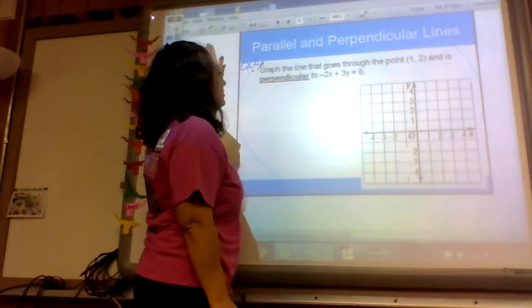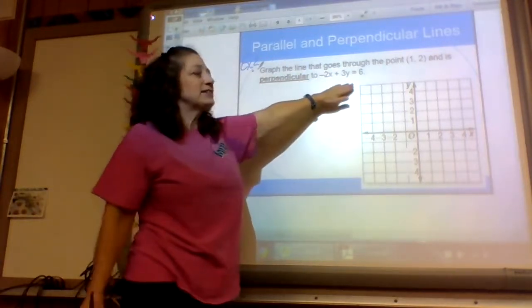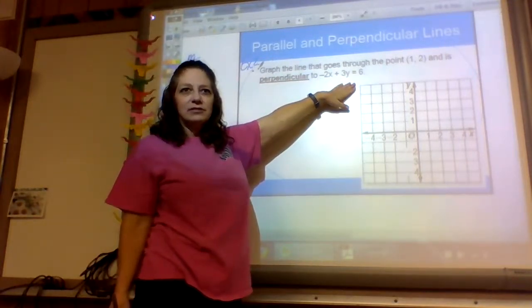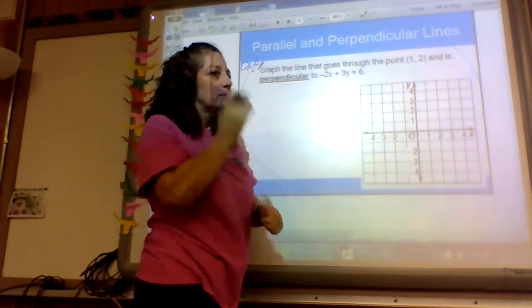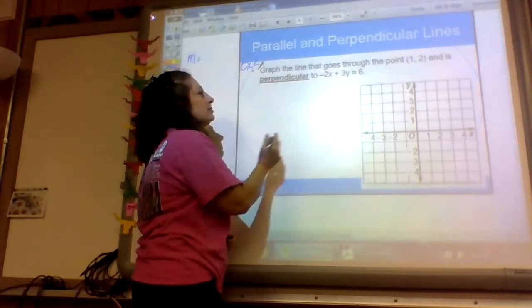First thing we need to find is the slope that we're going to use. So can I see my slope right now? No. What's the first thing I need to do? Put it in slope-intercept form. Get it in slope-intercept form to be able to see my slope.